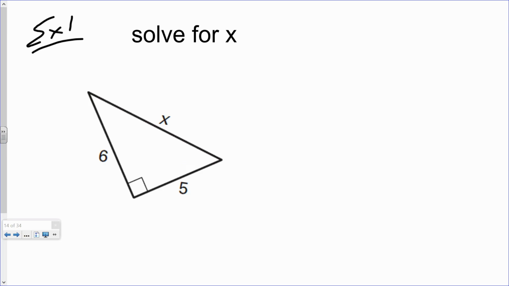Okay, so how do I know this is a right triangle? What is it about this triangle that tells us it's a right triangle? 90 degrees. It's right here. So I already know it's a right triangle, so I know the Pythagorean theorem will apply to this triangle. See, triangles come in all kinds of different shapes. Look at, there's a triangle. Here's a triangle.